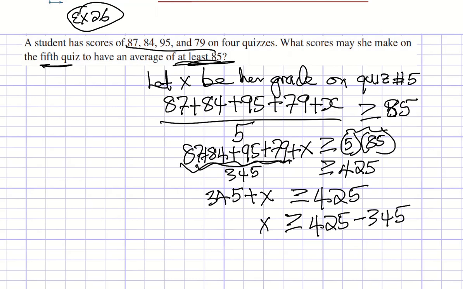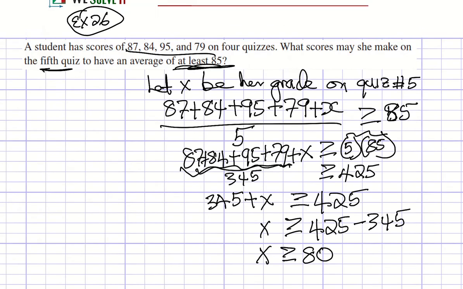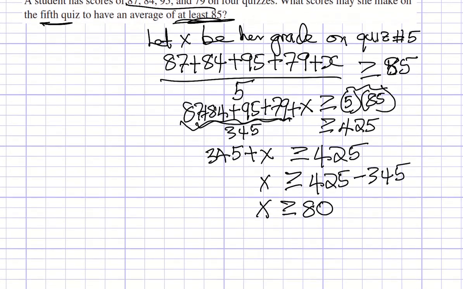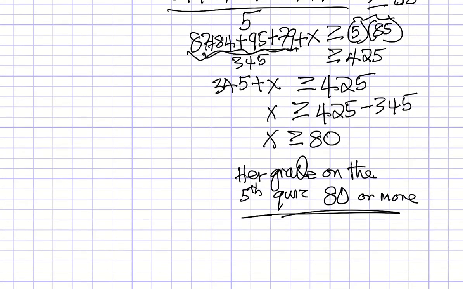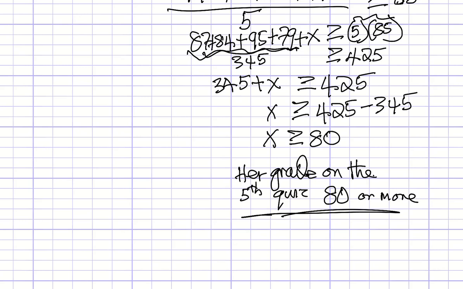When you move 345 to the other side, it becomes minus. So when you do that, you get 80. So x is greater than or equal to 80. That would be her grade on the 5th quiz. So her grade on the 5th quiz has to be 80 or more. That's all they need there. We'll move on to the next problem.